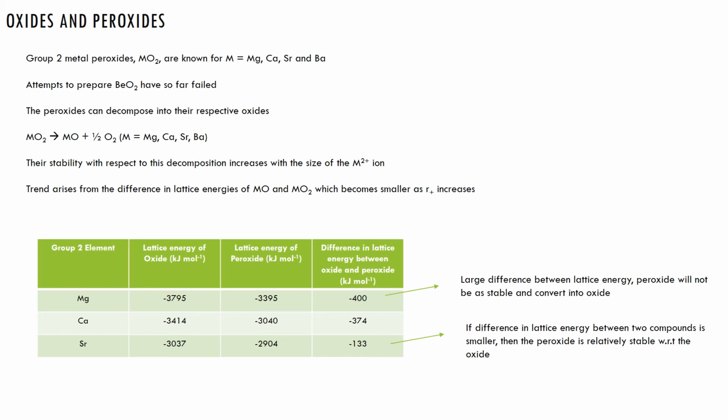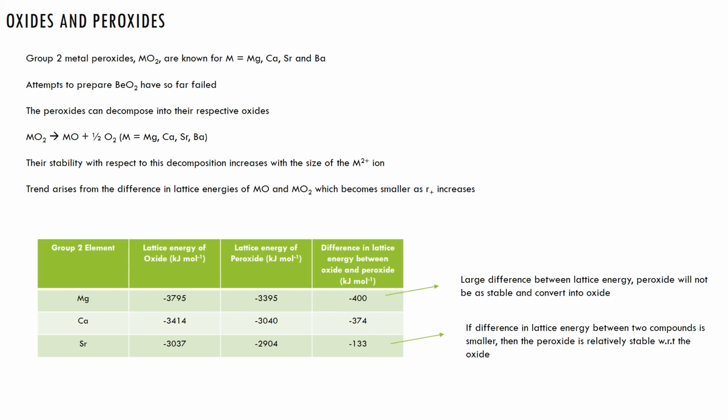You can form group 2 metal peroxides, so MO2, for magnesium, calcium, strontium and barium. And again, in the literature, you'll find people trying to prepare beryllium peroxide, but attempts to do that have so far failed. The peroxides of the group 2 metals will very easily decompose into their respective oxides, and the extent to which that happens can be predicted based on the lattice energy of the oxide and the peroxide.